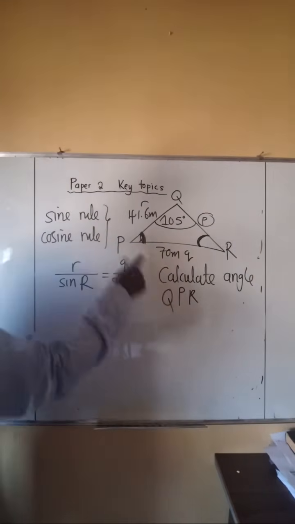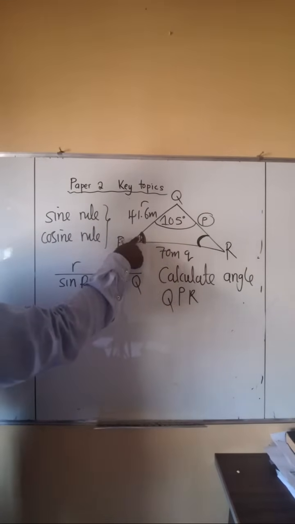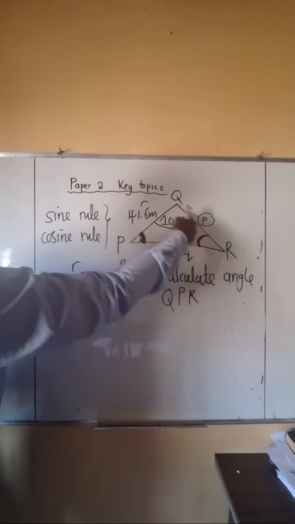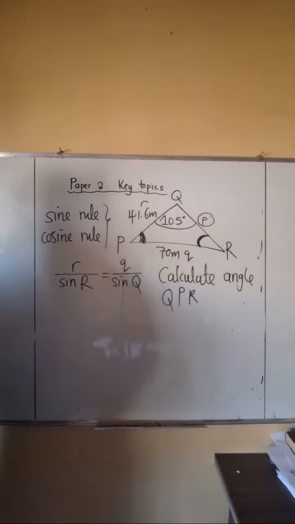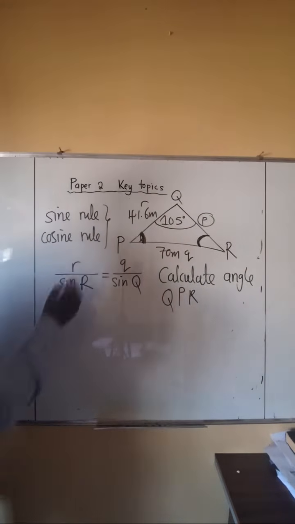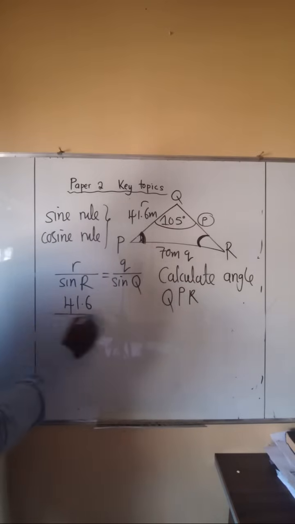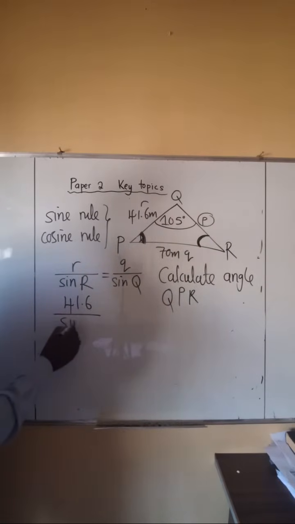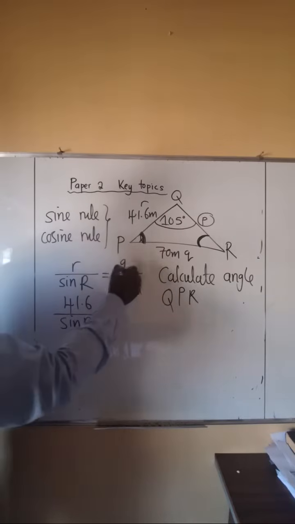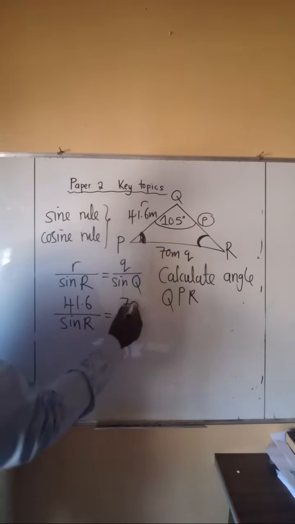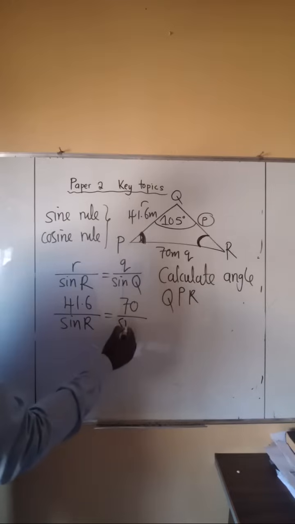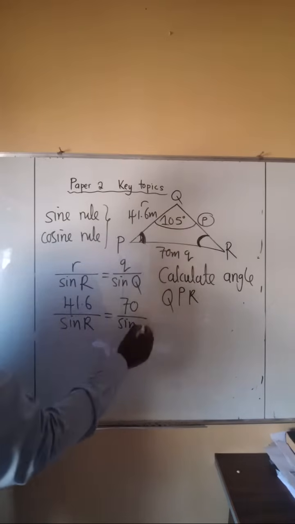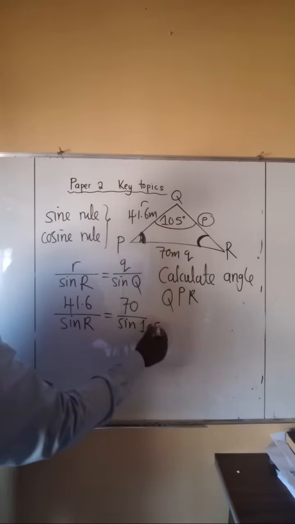I know the question wants us to find this angle. But we shall first find this angle and then use the property of a triangle to find the angle there. So what is our small letter r? It's 41.6 over sine capital letter R, which is what we are looking for, equal to small letter q, it's 70, over sine capital letter Q. It's an angle there, 105.